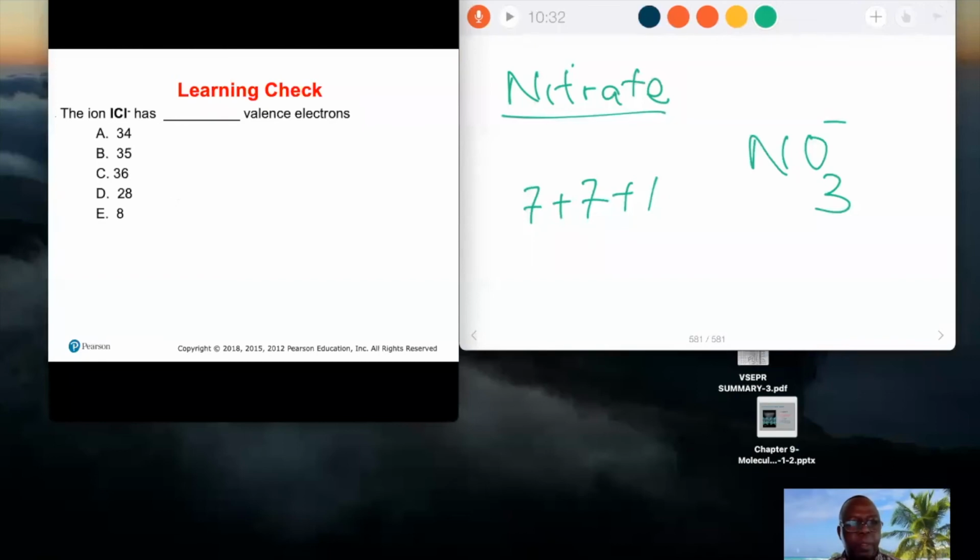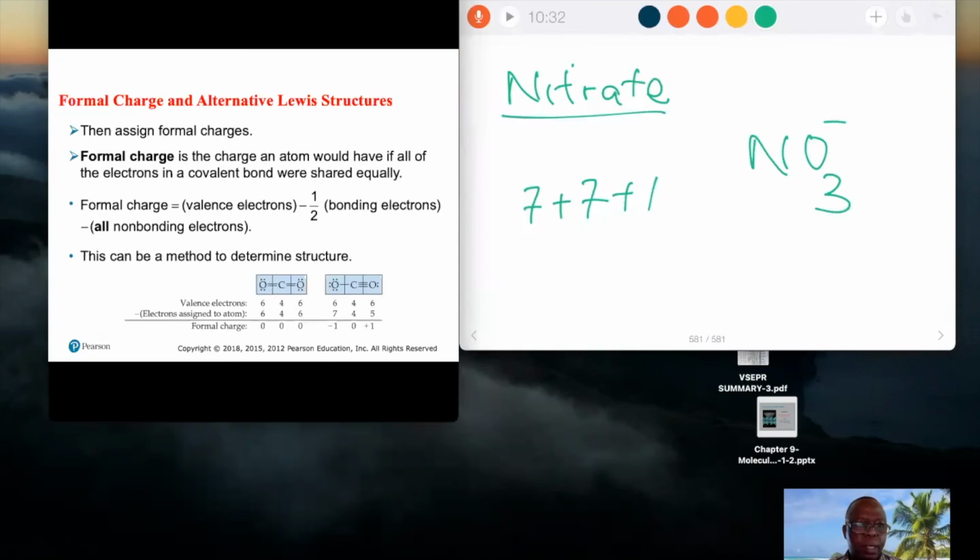But given in the exam, use the periodic table, the group number will tell you the valence electrons. If there's an overall negative charge, you add extra electrons based on the overall charge. In this overall charge of -1, we add 1 here. If it is an overall charge of -2, we add 2 electrons. If it is an overall positive charge, we subtract. Does that make sense? Yes, thank you. All right.